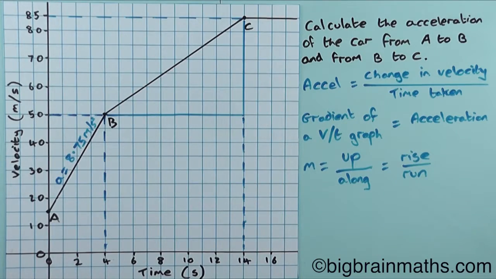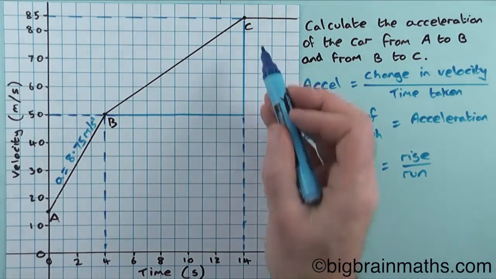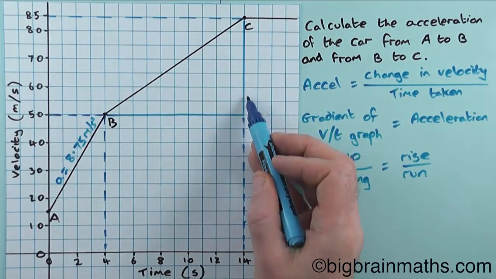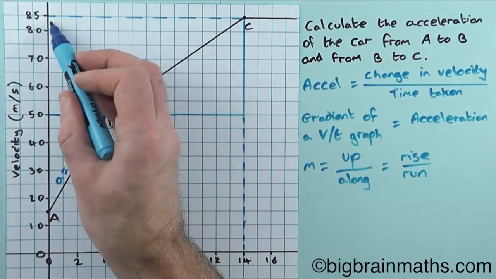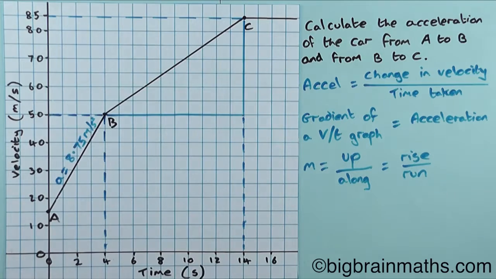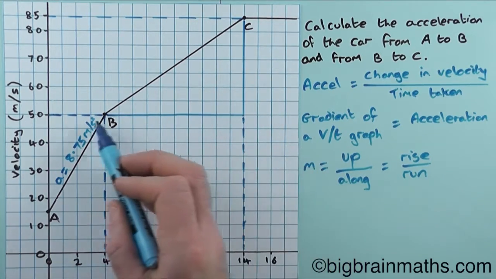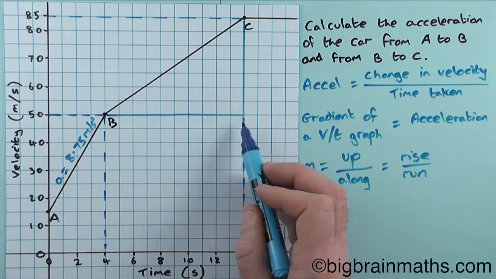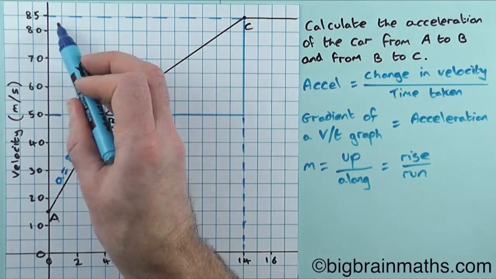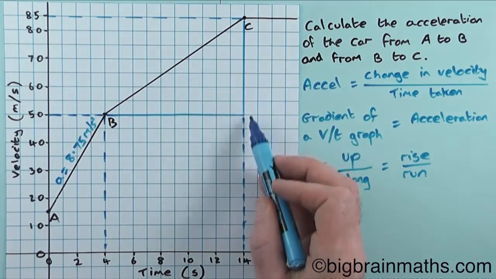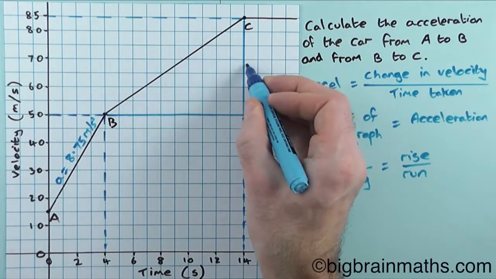Now a lot of students make a big mistake at this point because they write down that the up distance of the triangle is 85. And hopefully you can see that this is completely wrong, because the triangle didn't start from 0. The triangle started from 50 and it finished at 85, which means that the up distance of the triangle was 35.